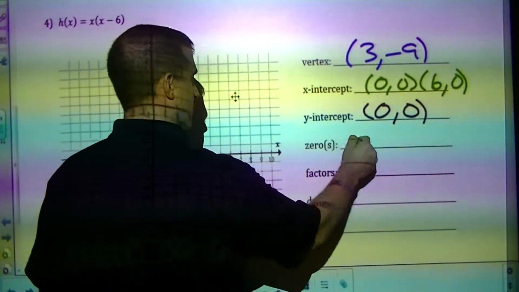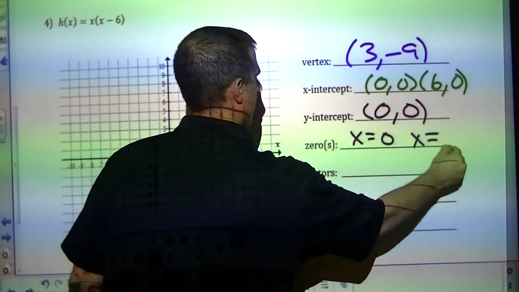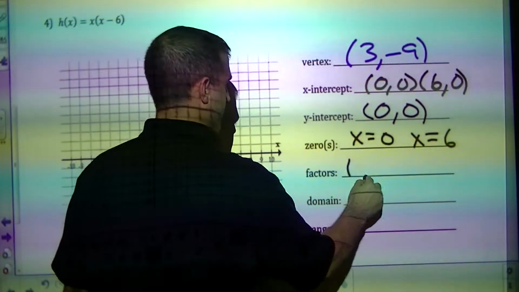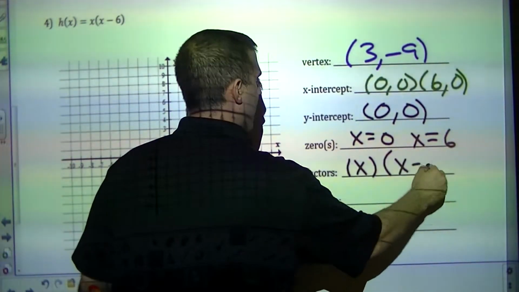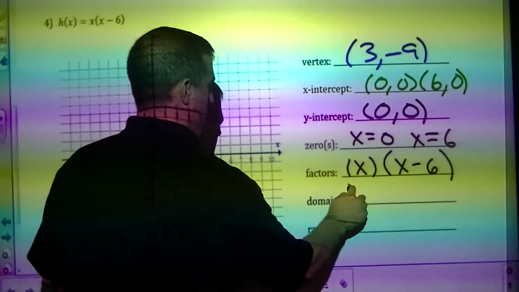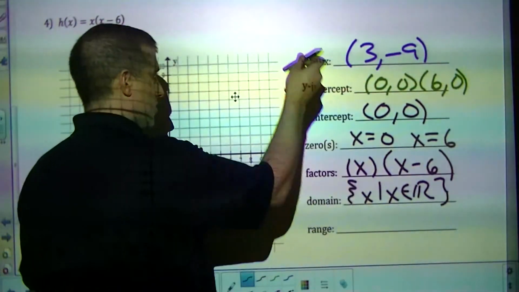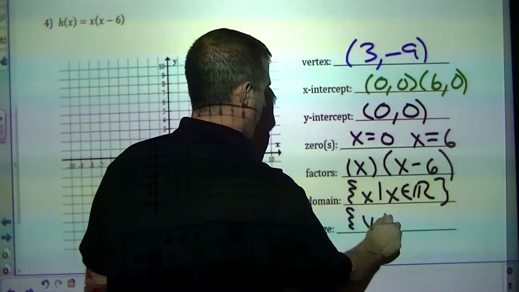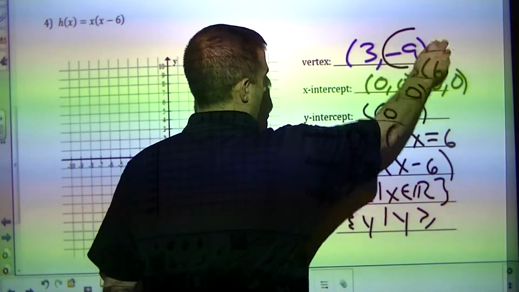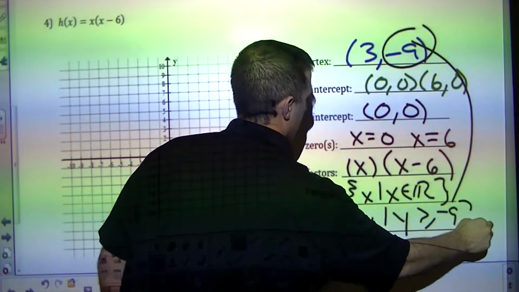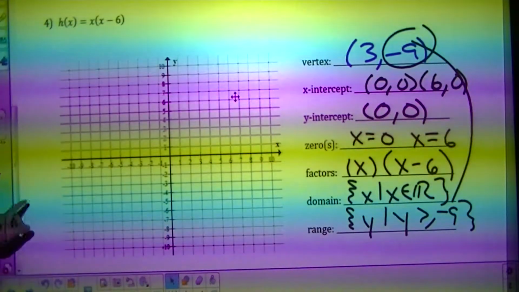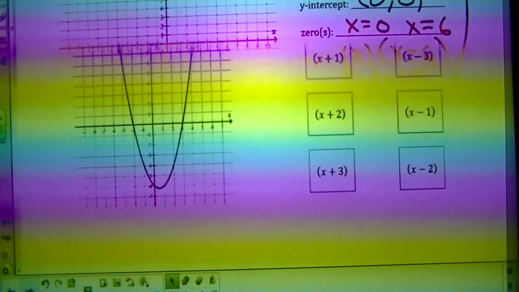My zeros are x equals 0, x equals 6. The factors, that's going to be just x. That's going to be x minus 6. I'm just changing the sign. The domain is still going to be all real numbers. And since it goes up once again, it's going to be y is greater than or equal to, use this y coordinate. Okay? And those are the answers. All right, go on to the next page.